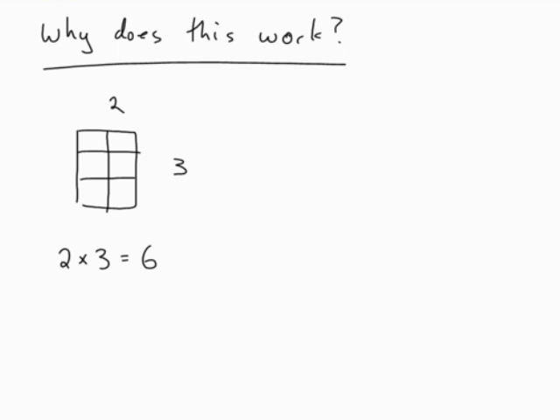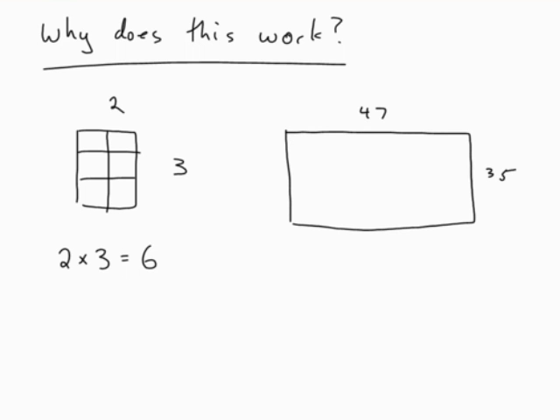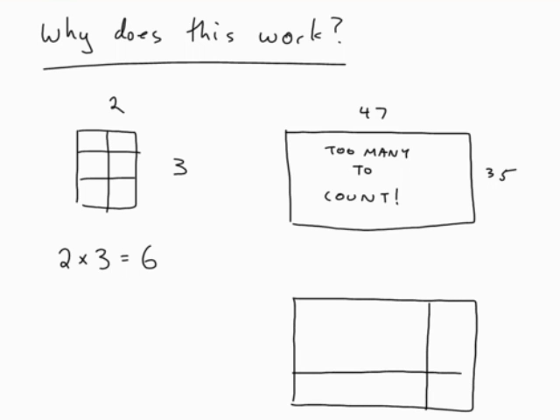For example, for 47 times 35, we would end up with a grid that is 47 by 35 and have to count up all the pieces. The problem is that there are just too many of them to count. So rather than counting up all the individual squares, we're going to break up this picture into pieces that are easier to work with. Specifically, we will break up 47 into 40 plus 7 and 35 into 30 plus 5. And now we'll count up the number of squares in each of the 4 separate grids.